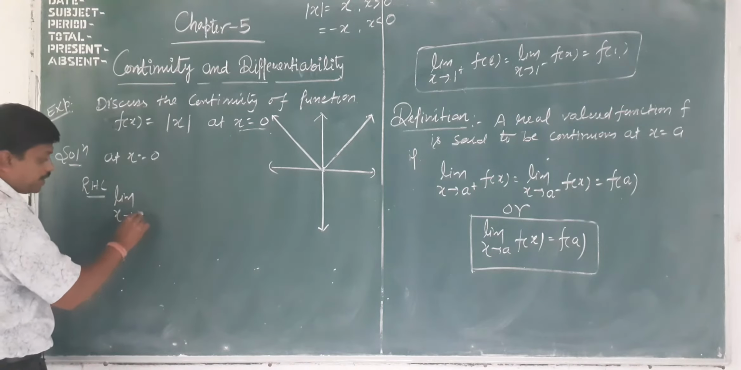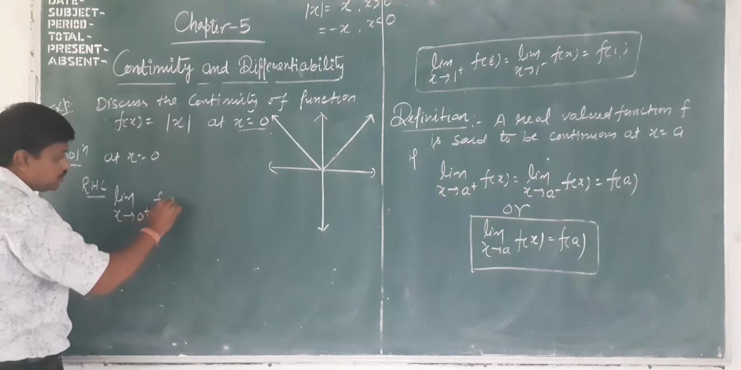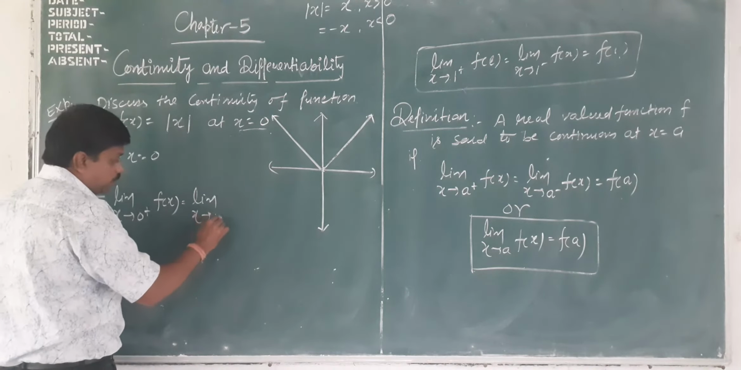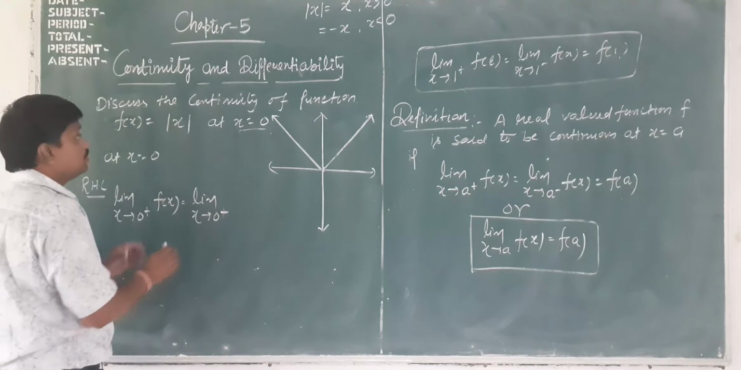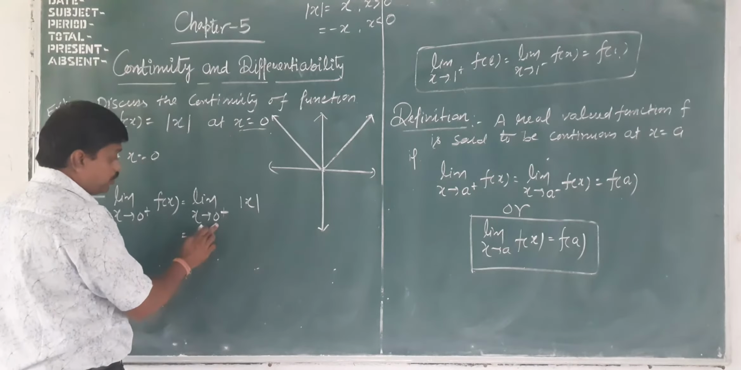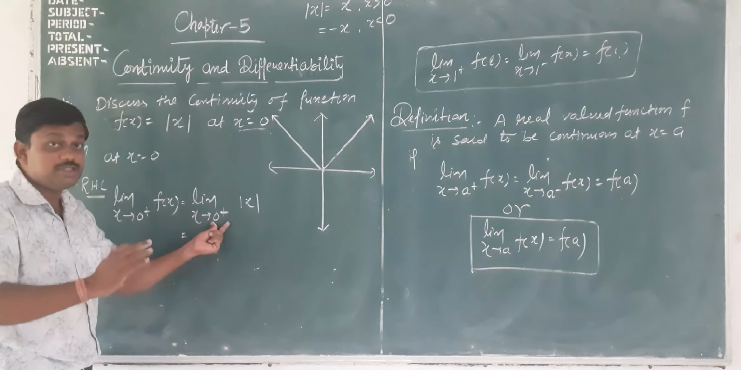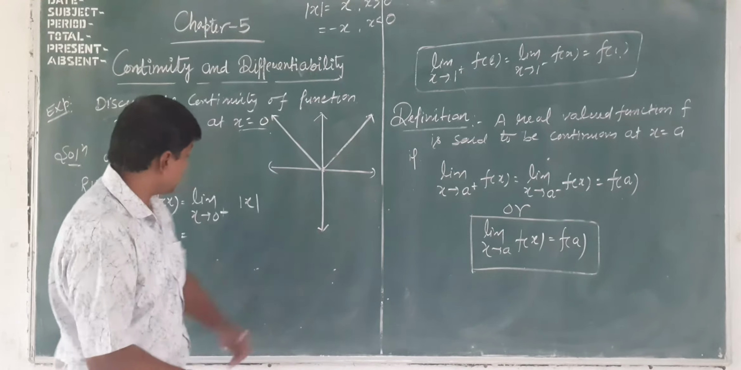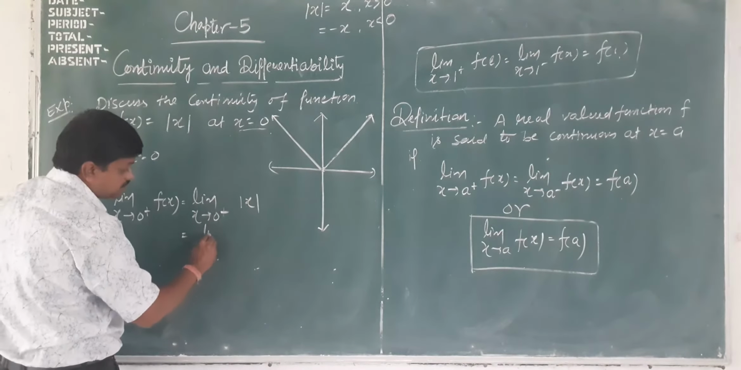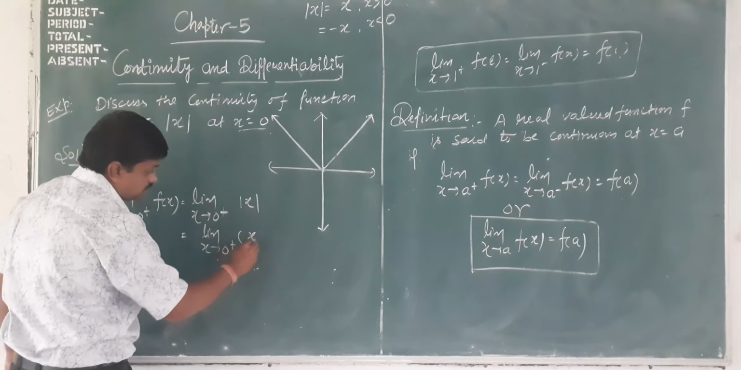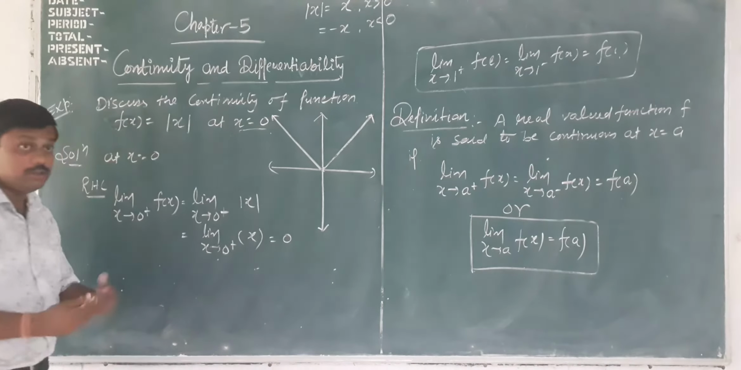So limit x tending to 0 plus f(x) means mod x, because this is 0 plus means 0 से ज्यादा, और जब x 0 से ज्यादा होगा तो mod x के लिए क्या लिख सकते हो, इसकी जगह आप x लिख सकते हो, और इसकी जब वैल्यू रखोगे तो ये क्या हो जाएगा 0.